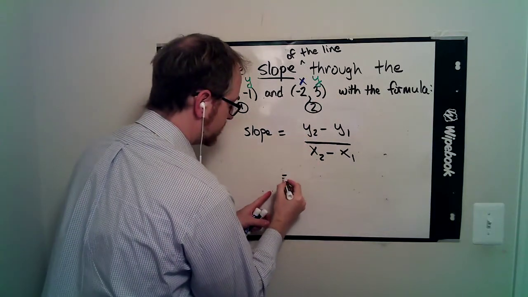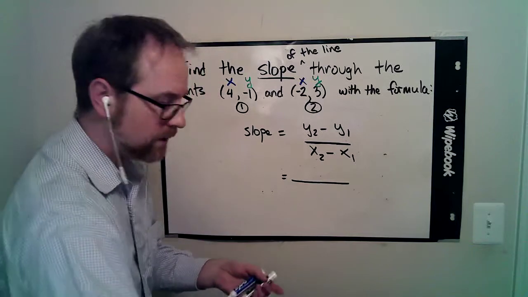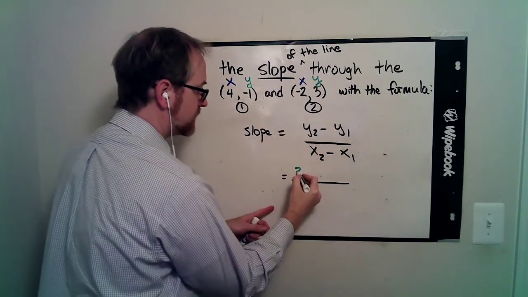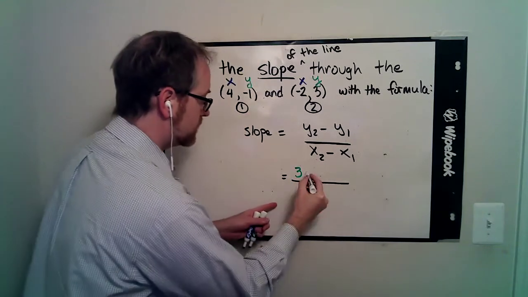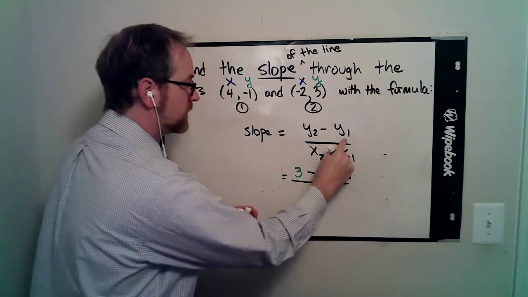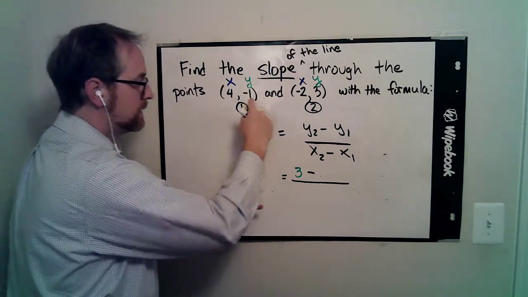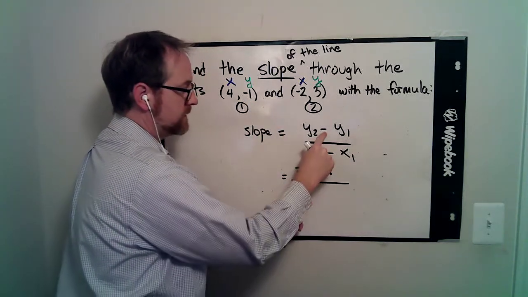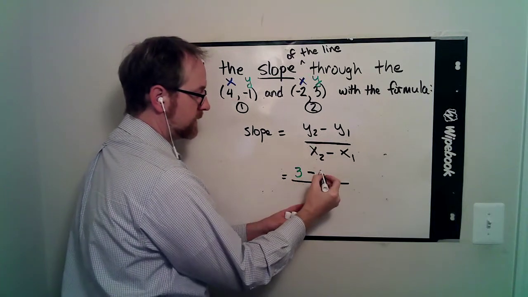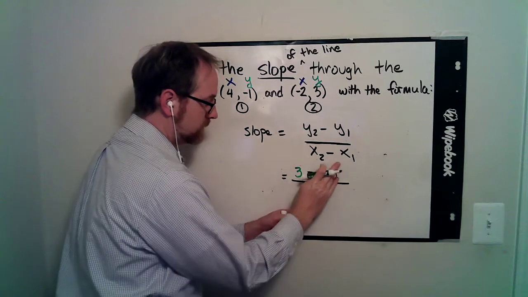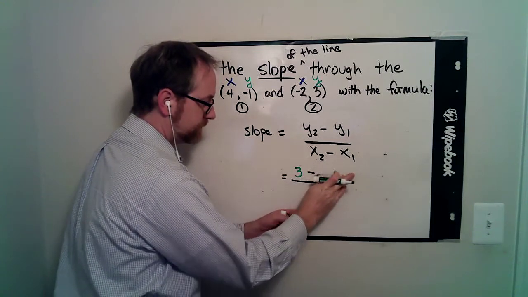So we're going to substitute all the numbers in. So we have the second y value is 3, y2 is 3. We write our subtraction. We need the first y value. Here's the first point. There's the y value. It's -1. We already wrote the subtraction sign. Now we need to write, maybe I should put that in green, -1. Put that in green.